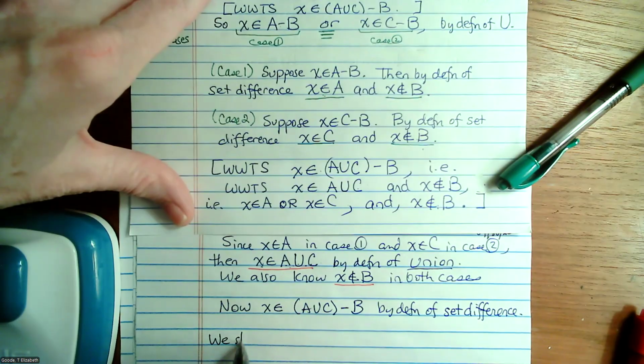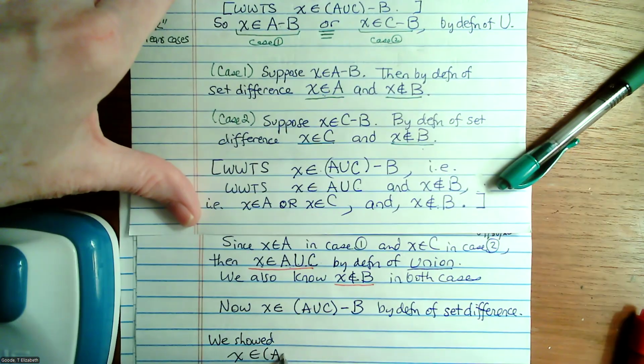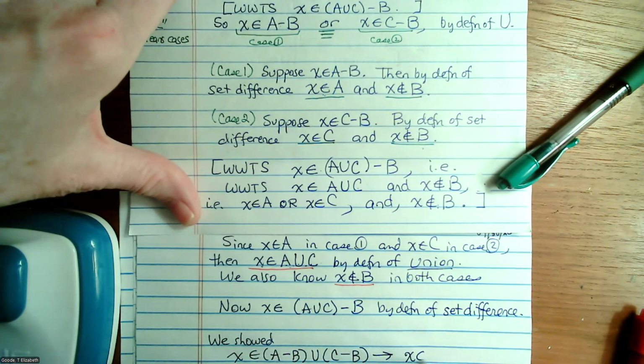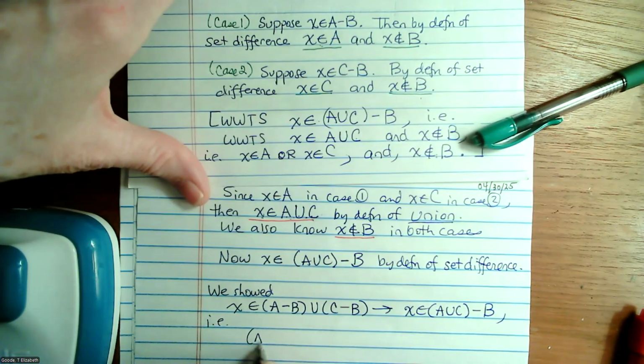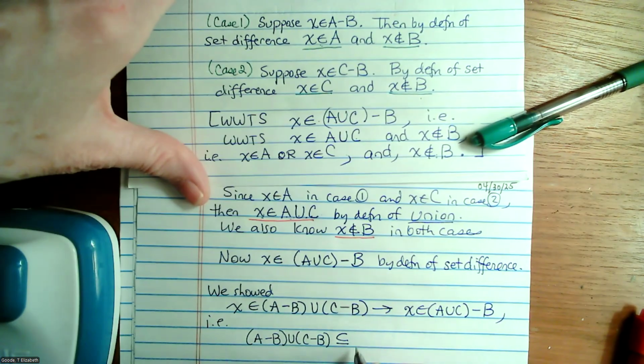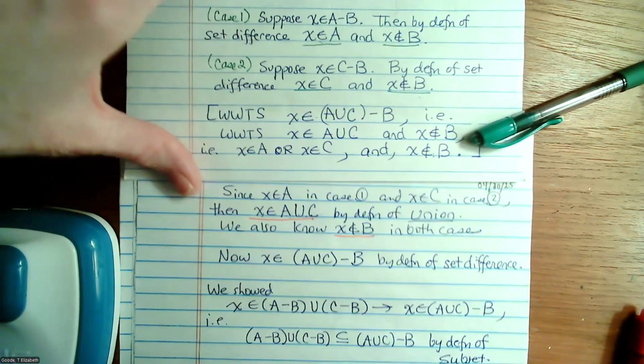So what did we just show? We showed that if X is an element of A minus B union C minus B, then that implies that X is an element of A union C minus B. And that means that A minus B union C minus B is a subset of A union C minus B by definition of what? Of subset? Exactly. And that's half our proof.